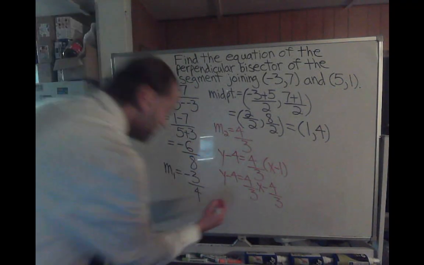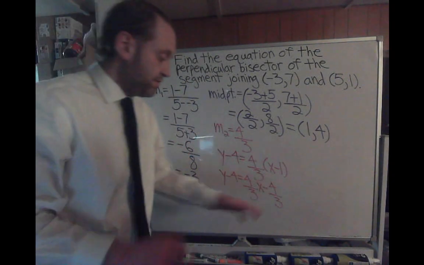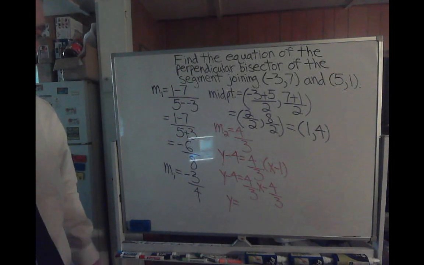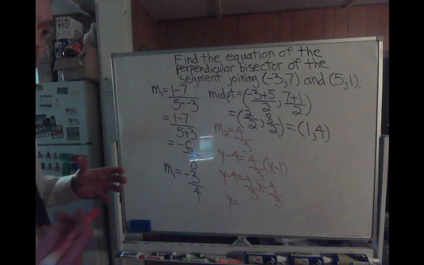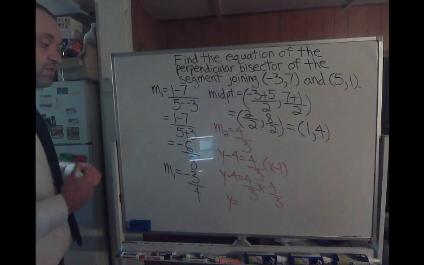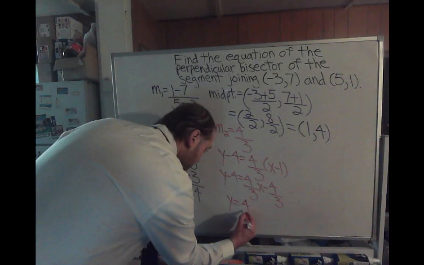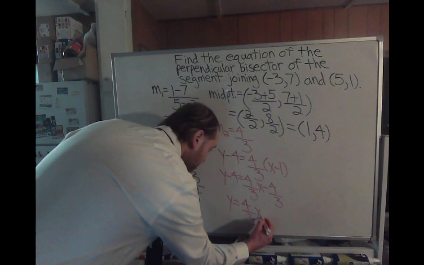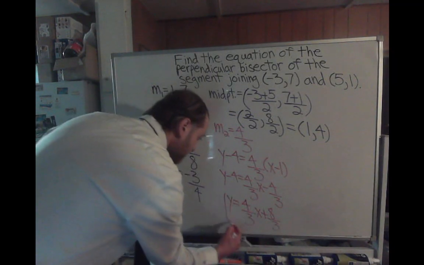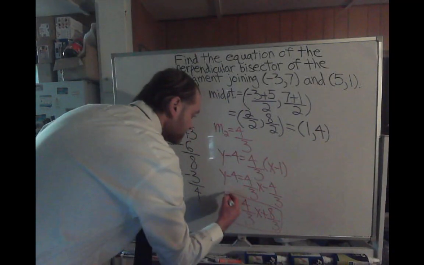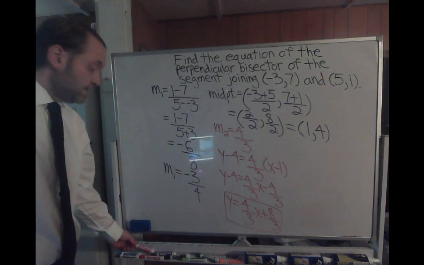Okay, so now we want to solve for y. Just add 4 to both sides. If I'm adding 4 to negative 4/3, that's the same as 12/3, right? 12/3 is in fact 4. So if I add 12/3 to negative 4/3, I would get positive 8/3. So the equation of the perpendicular bisector would be y equals 4/3 x plus 8/3.